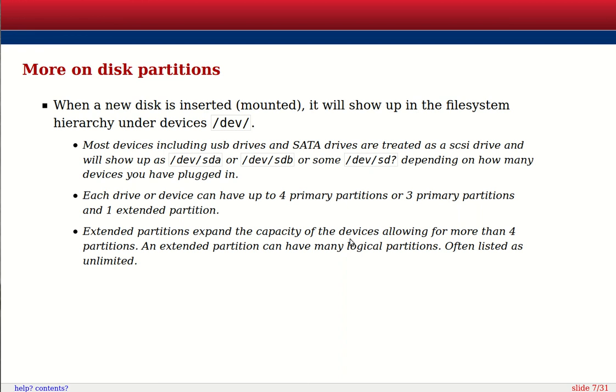So basically, the first device you plug in, either a SCSI or SATA device, will show up as sda. The second device you plug in will be sdb. Third device, sdc, and so forth and so on.